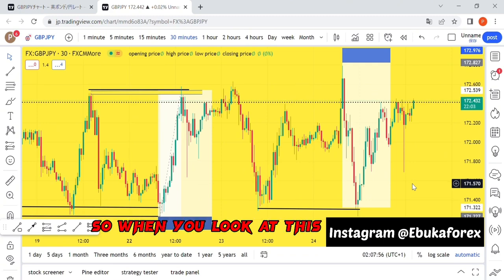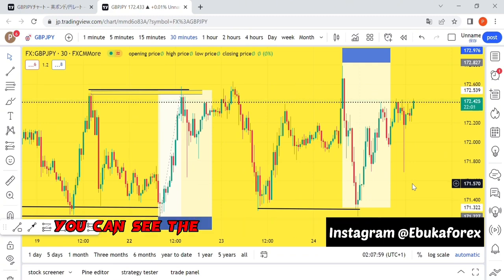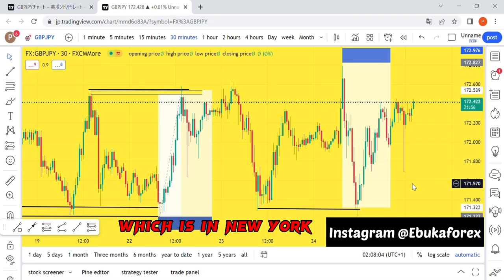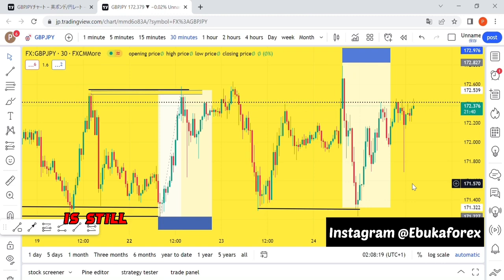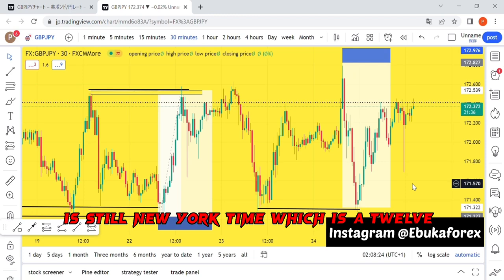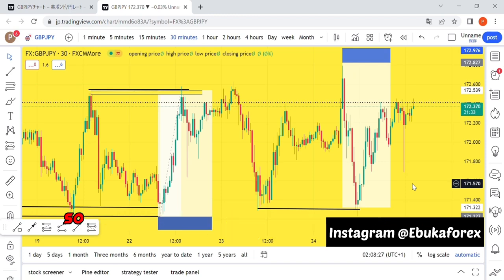When you look at this area now, you can see the movement, which is 2 p.m., the New York session. When you look at this level, the time for price to make the major move after price delivered to this key level here is still New York time, which is 12:30 p.m. So there's nothing else you need in the market. So that's it, guys.